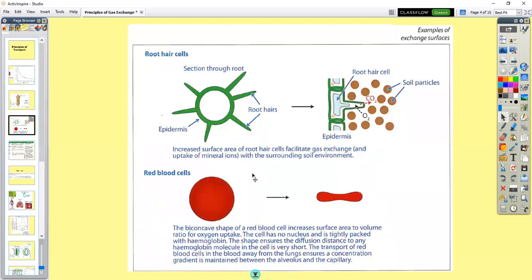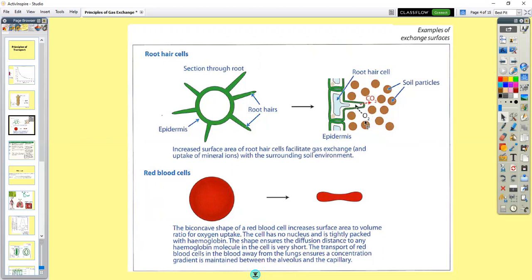Okay, some examples of exchange surfaces here you can see. So this will be the section through the root. You have the root hairs here, which increase the surface area. Okay, as you can see, so that's increasing the surface area there. So more of that cell is in contact with the soil. So oxygen and carbon dioxide can move in certain directions. Water and ions can pass in.